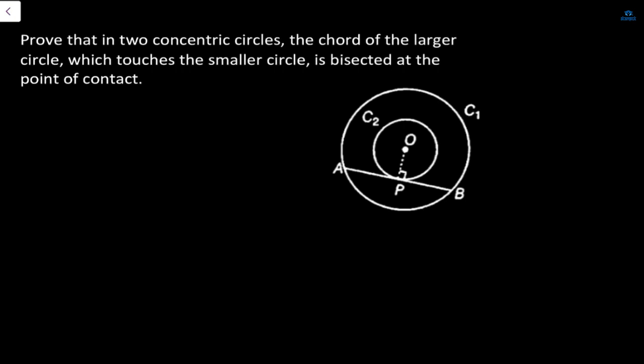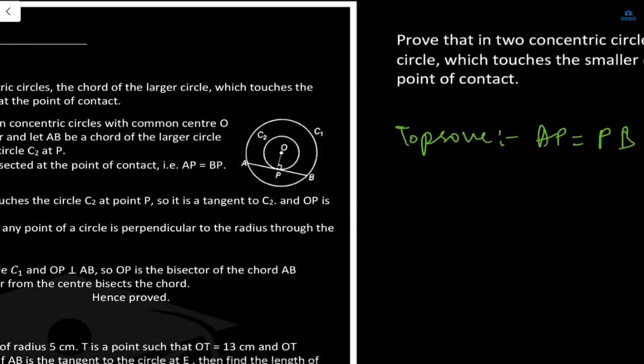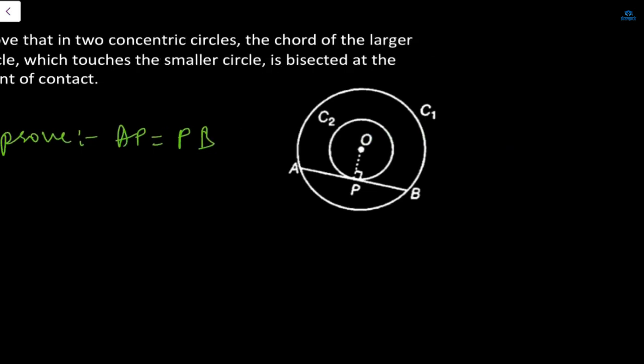So it is telling you where the chord of the circle is touching the smaller circle. At that point of contact it is bisecting the chord. Means AP, you have to prove AP is equal to PB. Understood? Now since AB is touching the circle at a point, that means AB is the tangent to the smaller circle. I'm explaining to you and then I will show you the points written here. So AB is the tangent to the smaller circle.